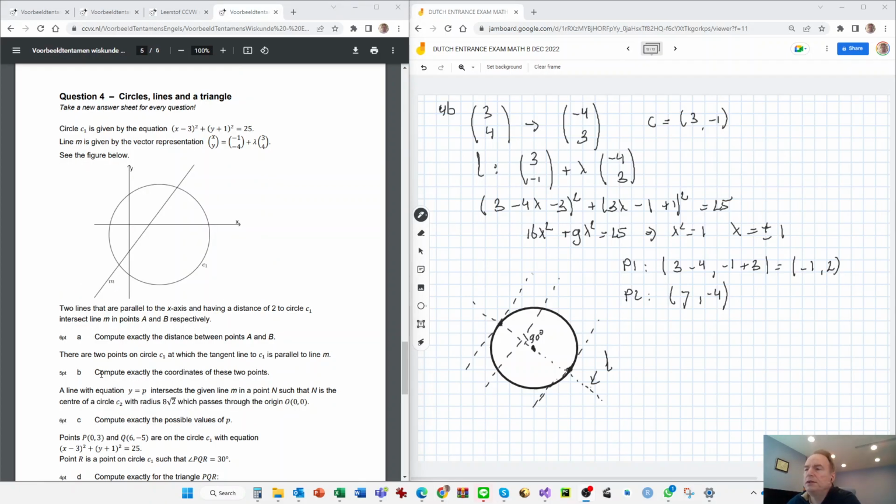Question C. A line with equation y is p intersects the given line M here in a point N, such that N is the center of a circle C2 with radius 8 times square root of 2, which passes through the origin 0, 0.